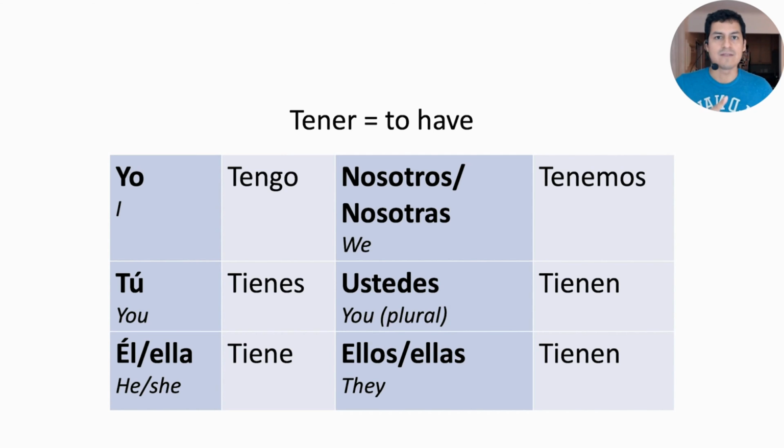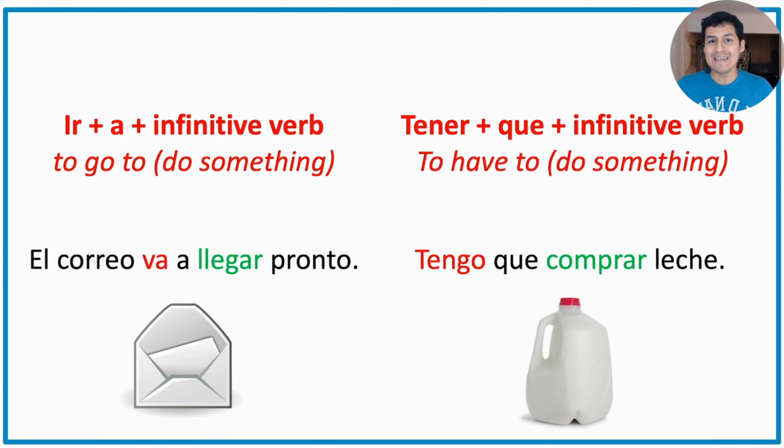Okay? Let's continue now. The verbs ir and tener are special because they need a connector between the two verbs. For ir, we need the word a before the second verb. Ir plus a plus verb. In the present tense, this is how we say I am going to, and then another verb. Ir a verb.